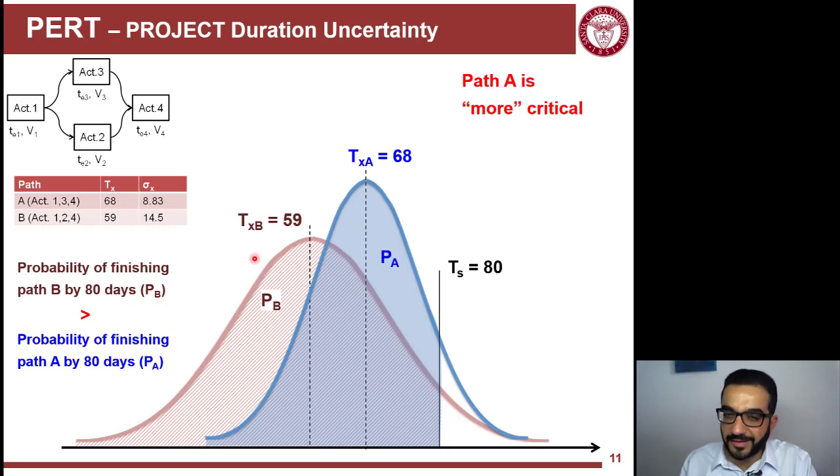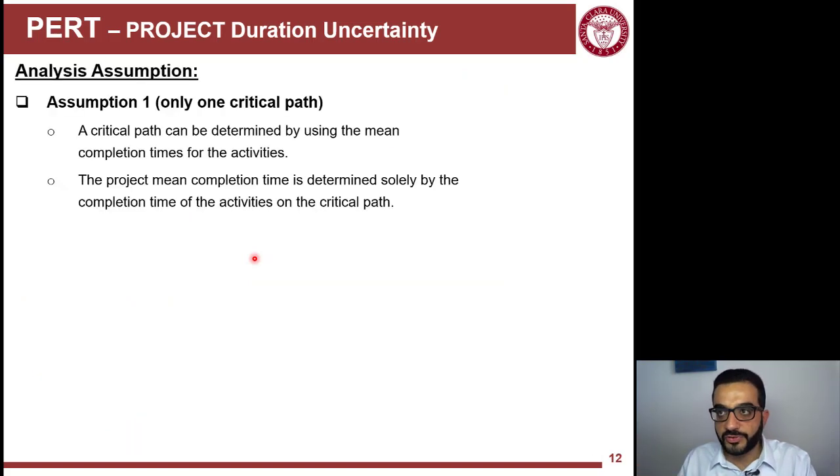So that's the paradigm shift you need to make once you deal with probability. It's not about the longest path, it's about which one is more critical or more uncertain. That's the conceptual understanding of what's really happening here. But let's simplify things so we can do the analysis.